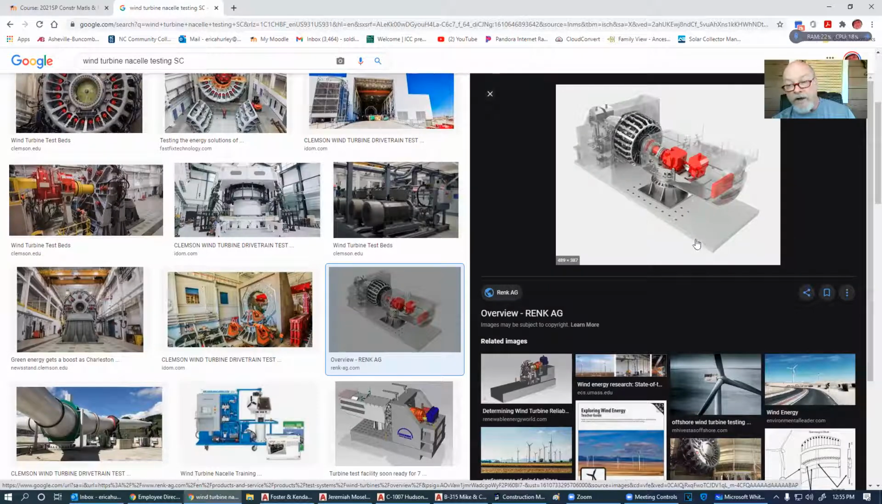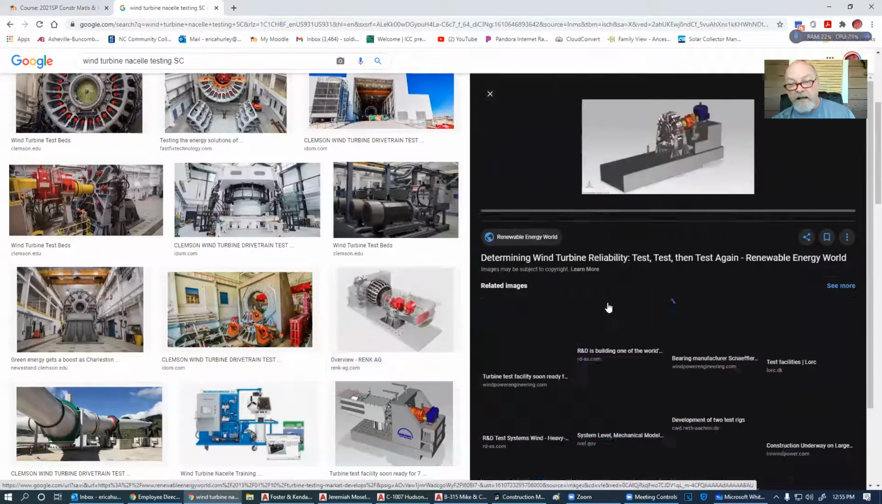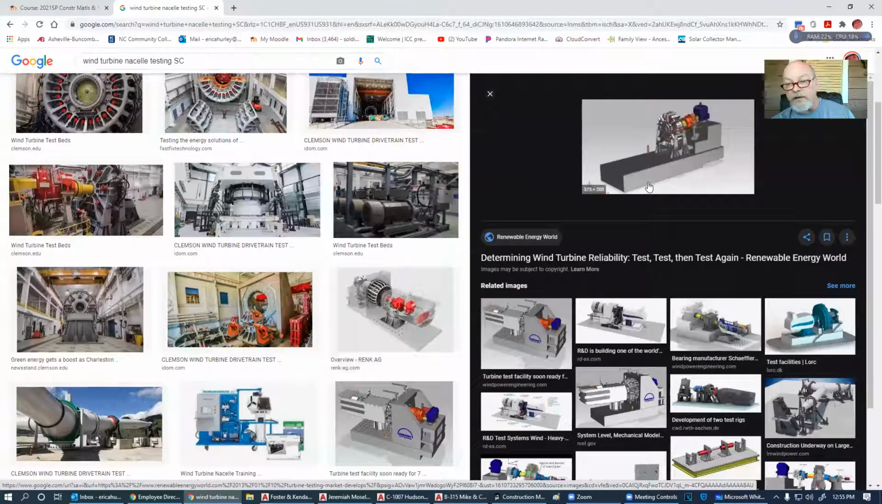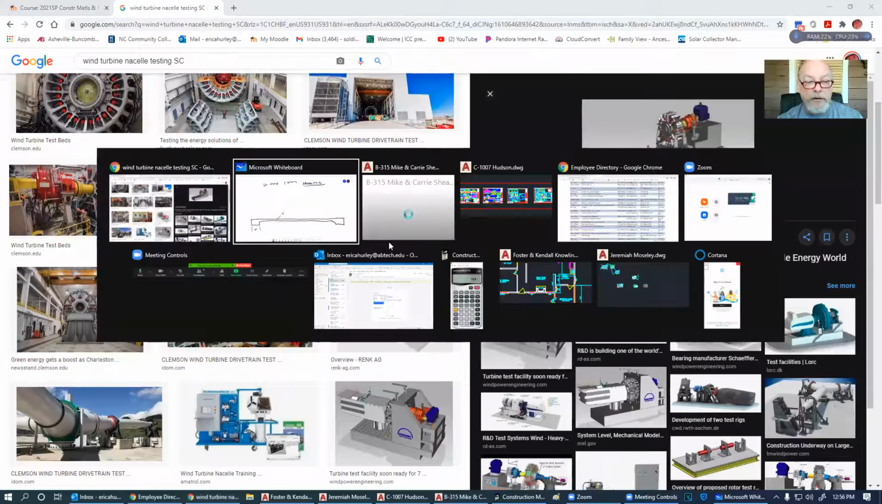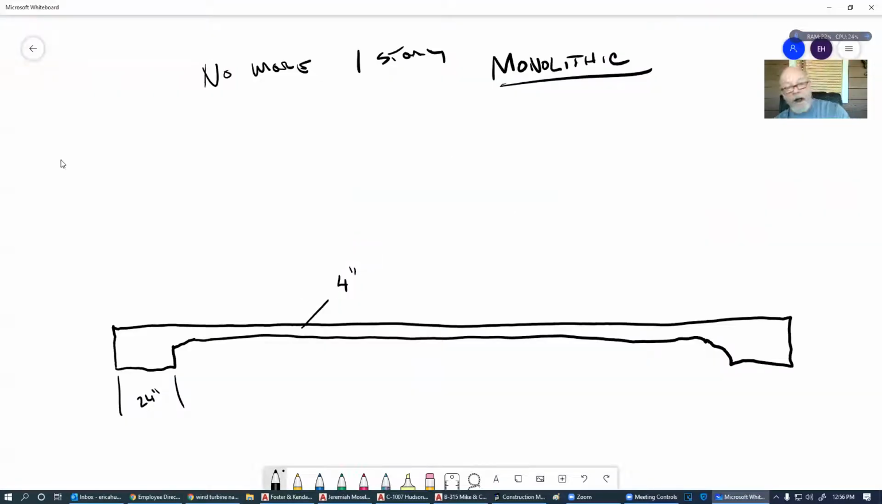And so this concrete pad right here, this is just a representation. This concrete pad is 12 feet thick. Matter of fact, there's probably a better representation of that nacelle pad. 12 feet thick. Unbelievable, just solid concrete all the way down. But for a house, 4 inches thick, that's all you need.